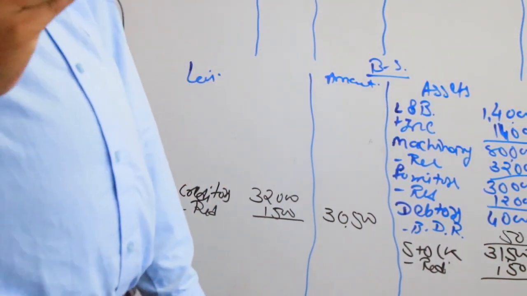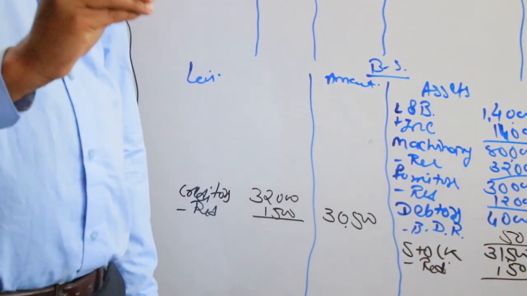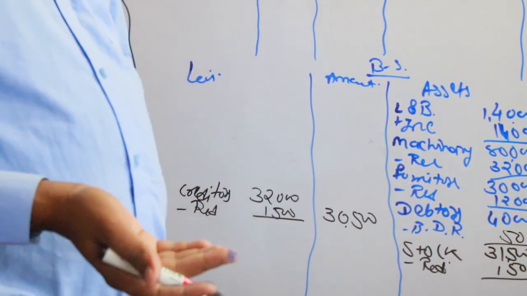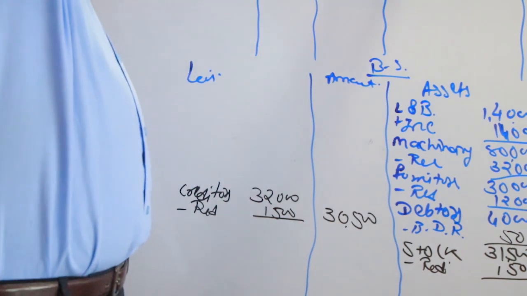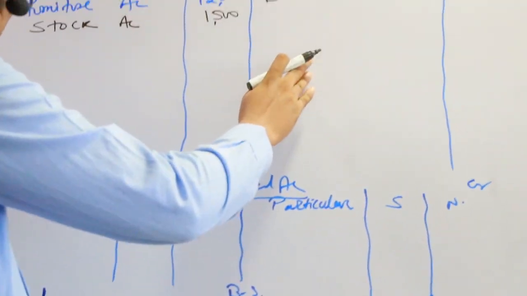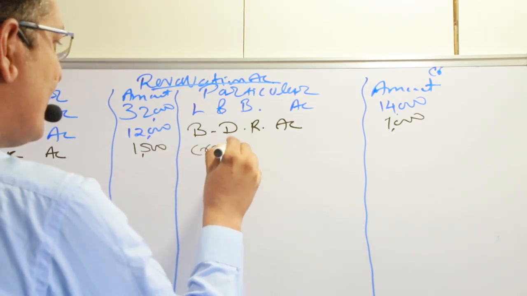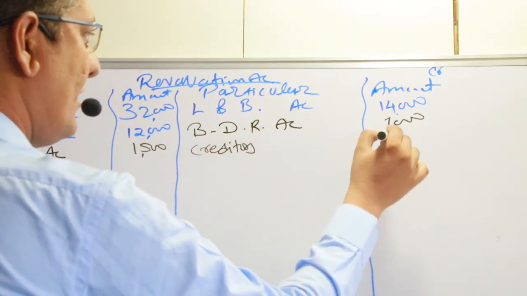Now out of creditors 1,500 is now not to be paid. अब चुकाना नहीं है. चुकाना नहीं है मतलब it's a profit for us. प्रॉफिट कहाँ लिखेंगे? क्रेडिट साइड. प्रॉफिट हम कहाँ लिखेंगे? क्रेडिट साइड. What we write here? We write here creditors. हाउ मच?